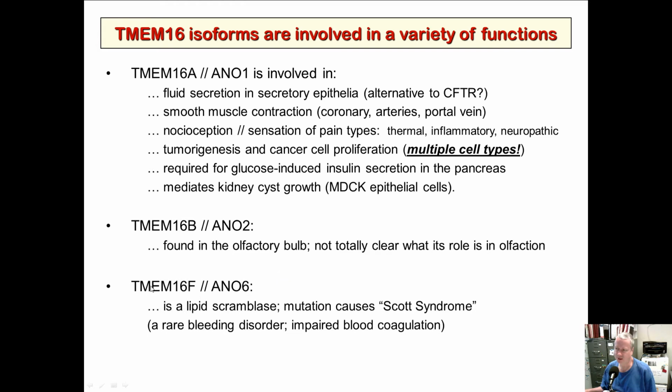There's also something called TMEM16F, which is a lipid scramblase, and it's involved in a rare bleeding disorder and impaired blood coagulation. Being a lipid scramblase, it's not exactly a channel protein the way TMEM16A and B are. It allows lipid molecules to go into and outside of the cell. And that's what a lipid scramblase is.